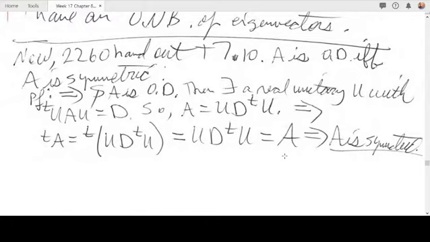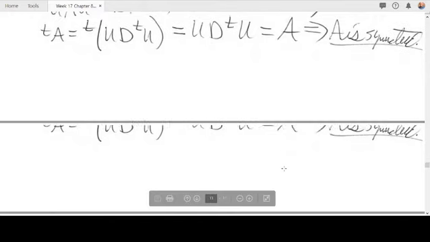So what have we found? We have found the transpose of A equals A. That means that A is symmetric. It equals its own transpose.